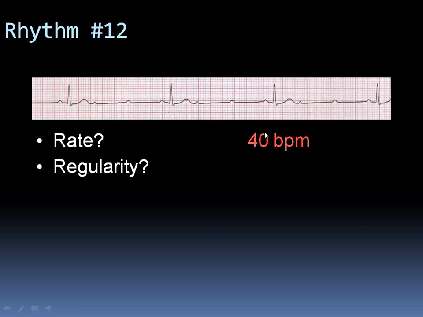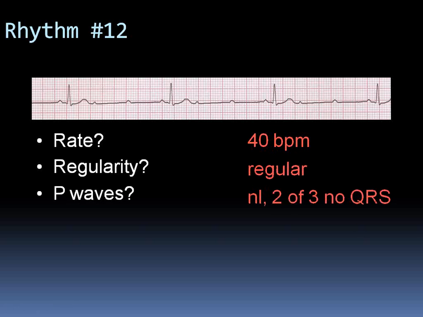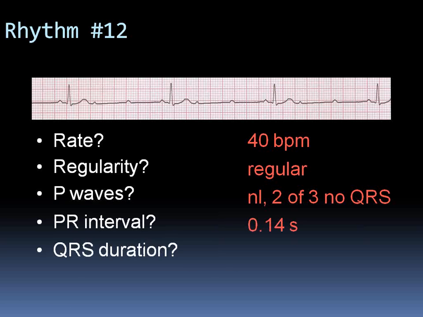Hence the rate is only 40 beats a minute. It will be a regular rhythm. You will see P waves all the time, but only 1 QRS for every 3 P waves. PR interval will remain the same, and the QRS duration is the same.